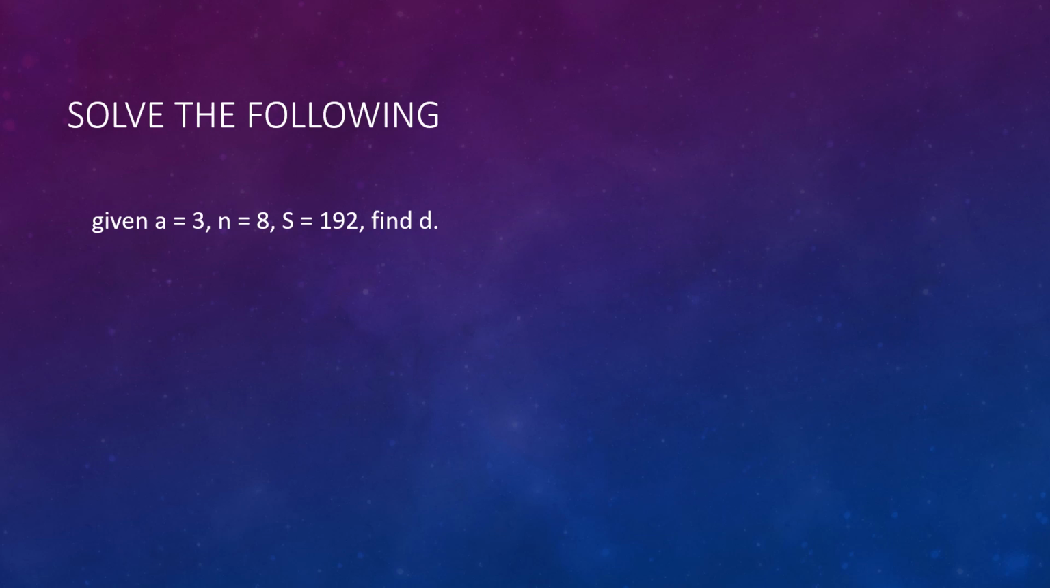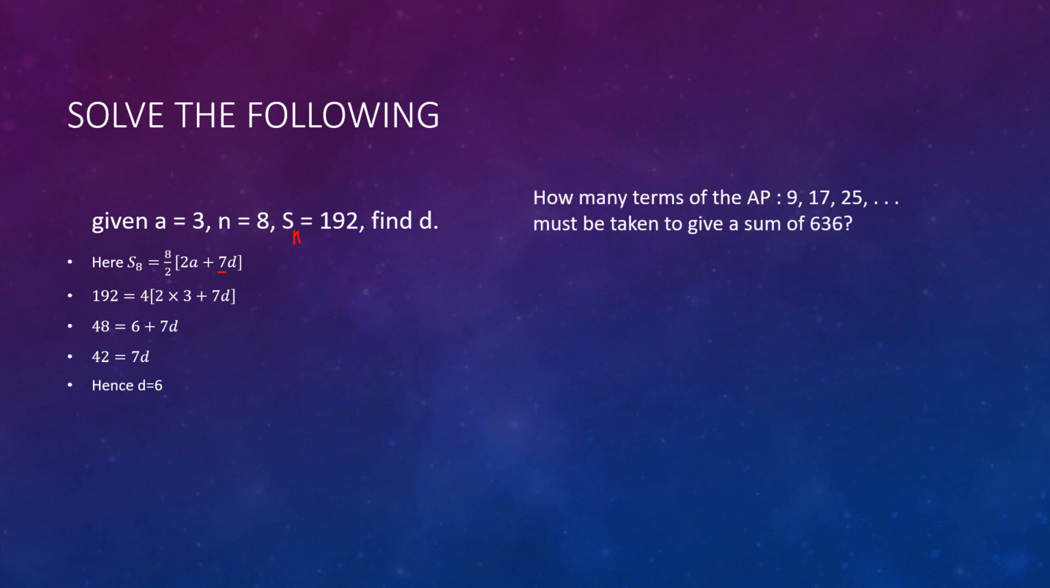Next. A is given as 3. N is given as 8. Sn is given as 192. You have to find D. So here n is 8, so by default S8 is given to you. What is S8? 8 by 2 times 2a plus n minus 1 d. So n minus 1 becomes 7. So 192 equals 4 times 2 4s are 8. A is 3. D we don't know. So I'll divide first. This is what I'll get. So I'm getting D as 6. Very easy sum for 2 marks.